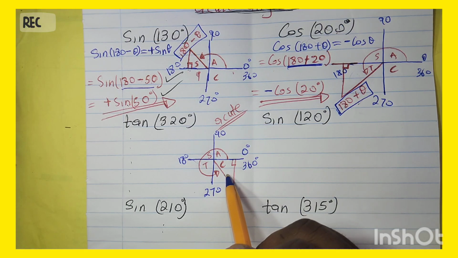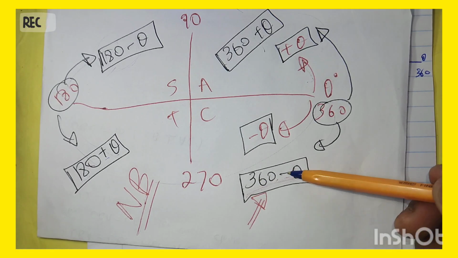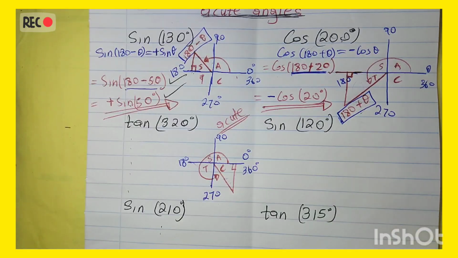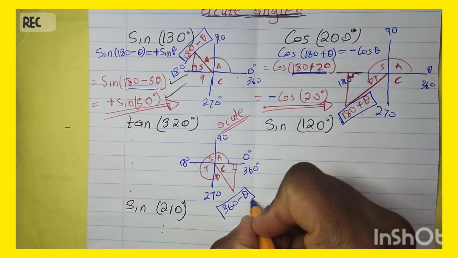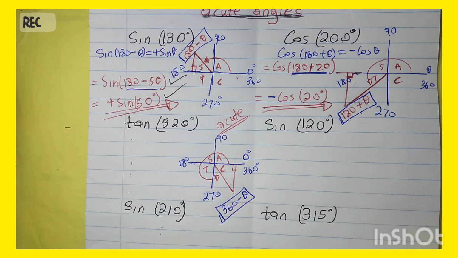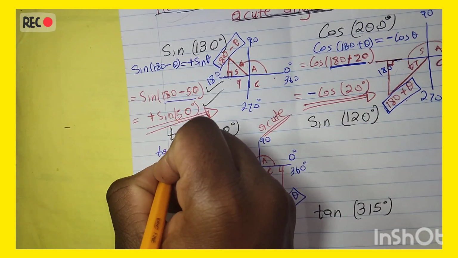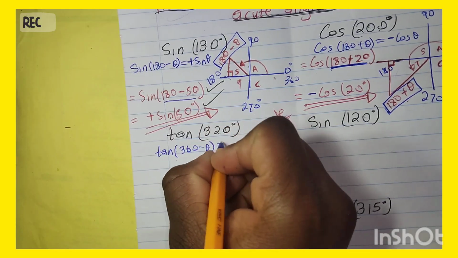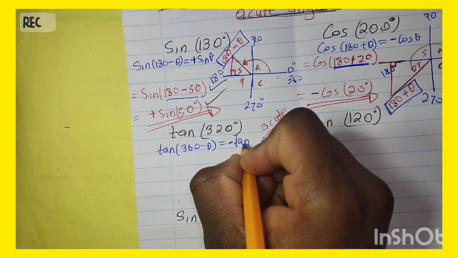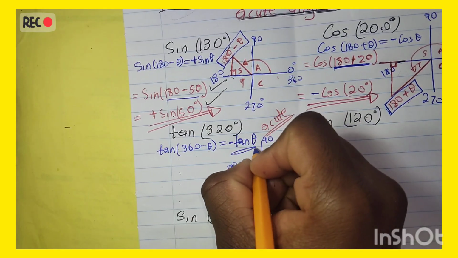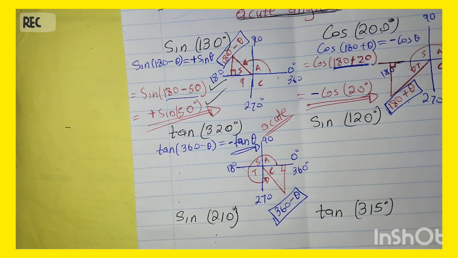I should find a position on the fourth quadrant. The position on the fourth quadrant is 360 minus theta. I will use it as information and plot it here. Meaning this is tan of 360 minus theta. But in this position, tan is negative. Then we reduce the angle. Now let me apply this information to the question.